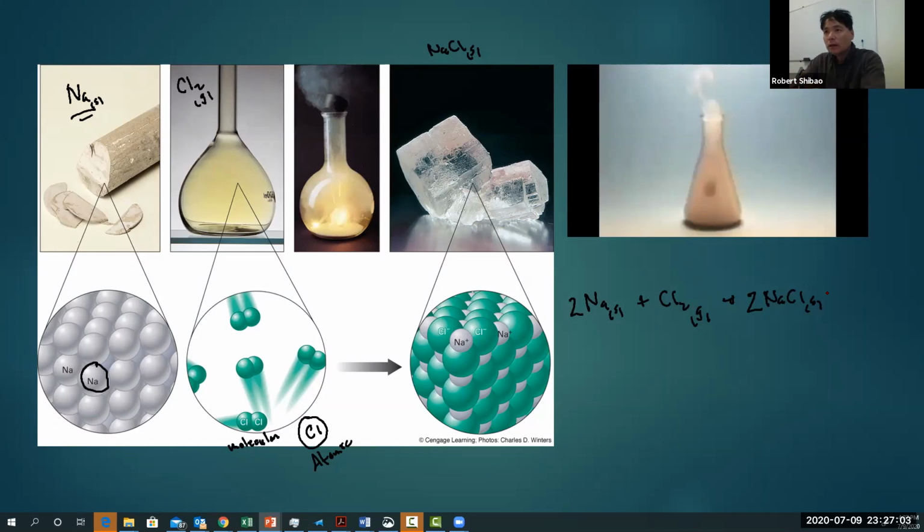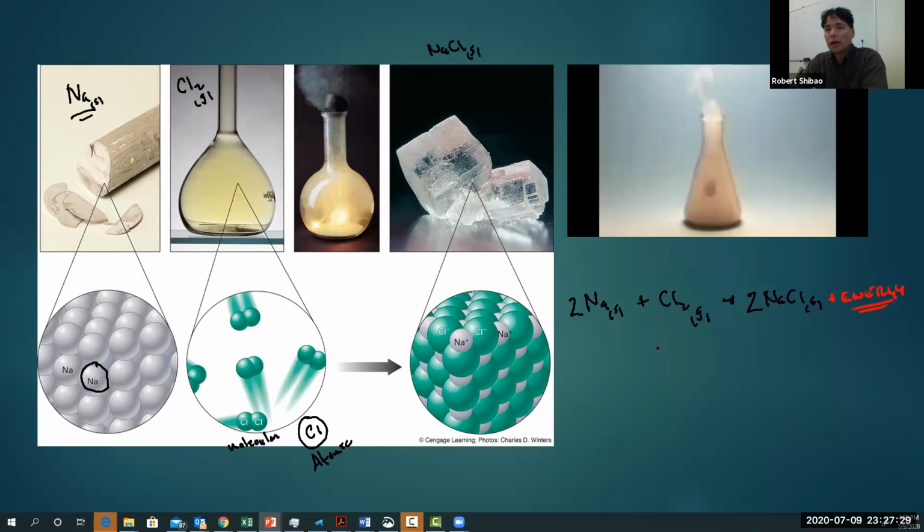Exothermic, good. Oftentimes, this is not required, but to balance this in terms of energy, we need to make sure that we account for the energy here. Energy is a product here, it's exothermic, and so it's a product. But oftentimes we don't balance it in terms of energy. We just balance it in terms of atoms here.